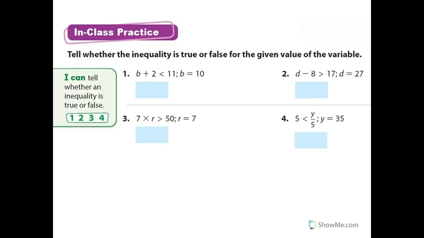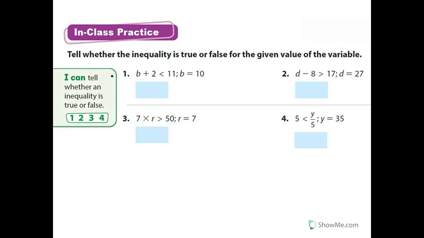Alrighty, so let's do some in-class practice. We're going to tell whether the inequality is true or false for the given value of the variable. Of course, the I can statement over here: I can tell whether an inequality is true or false. I am going to solve 1 and 2 with you, and then I want you to solve 3 and 4 on your own.